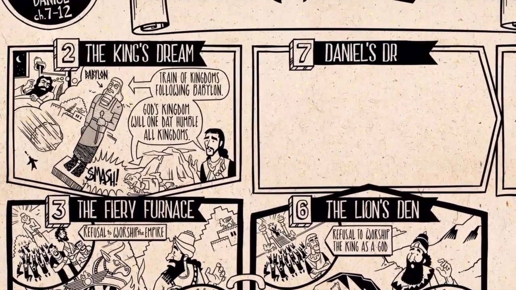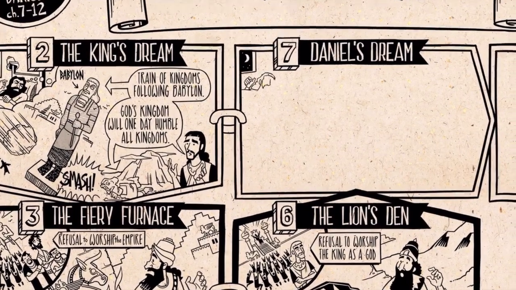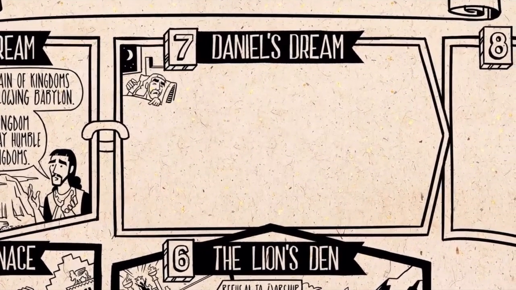It's the pair of chapter 2, and the center of the book where all its themes come together. It's another dream, but it's Daniel's this time. And ironically, he can't understand the dream until an angelic messenger explains it to him.